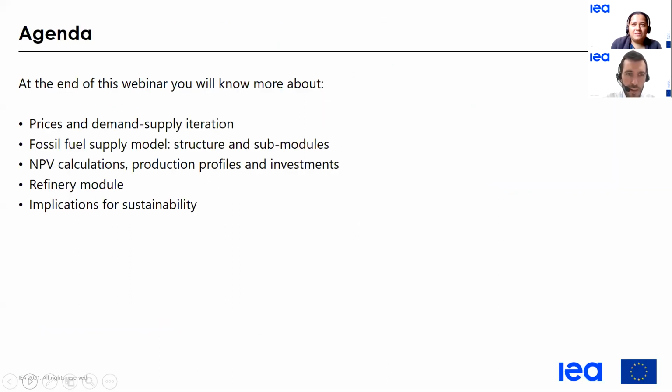So we will discuss price and demand supply iteration in the model. We'll explain how the model for fossil fuel is structured. Then there will be more consideration on finance and economy, with net present value, production profile, and investment. There will be a break for questions and answers with Zakia. And in the second half, we'll discuss midstream, so refinery, and we'll discuss the very key topic of sustainability.